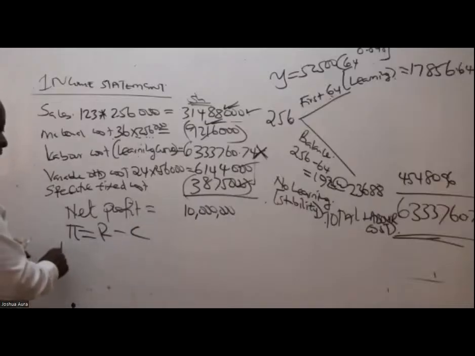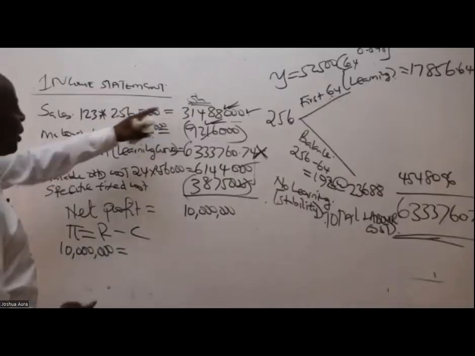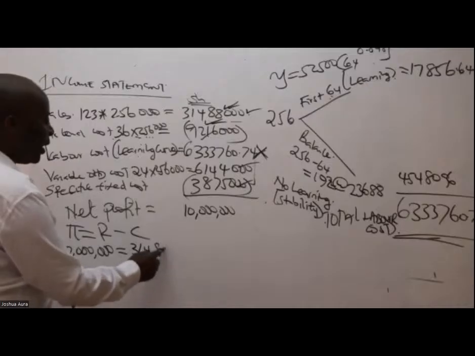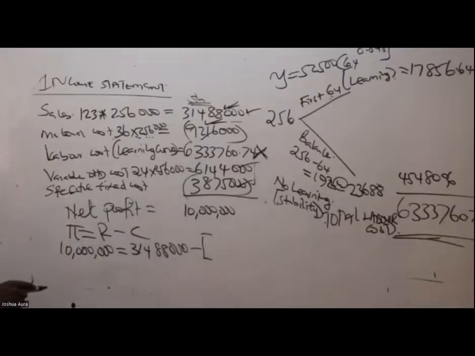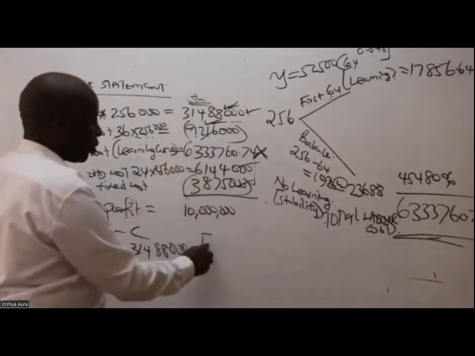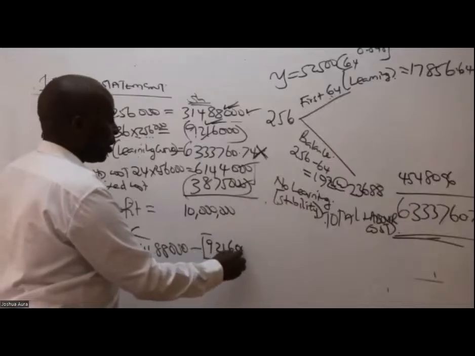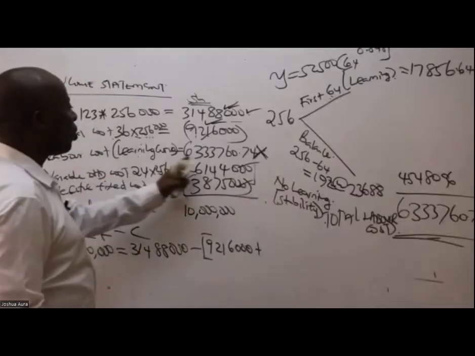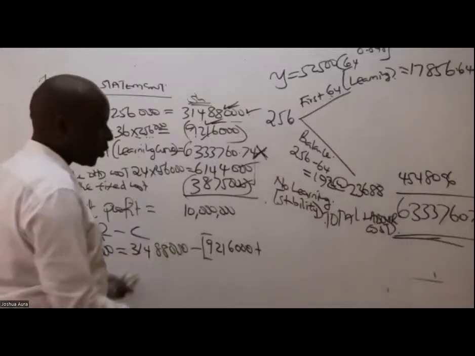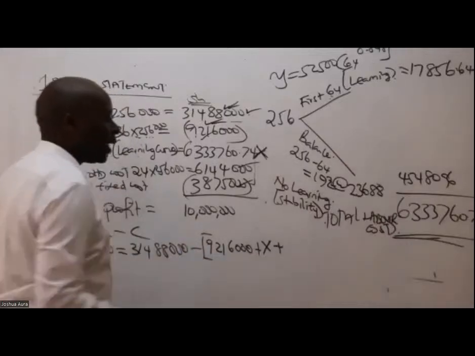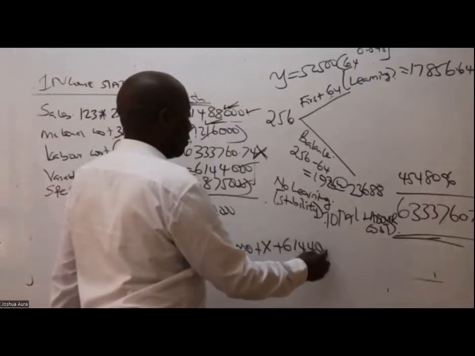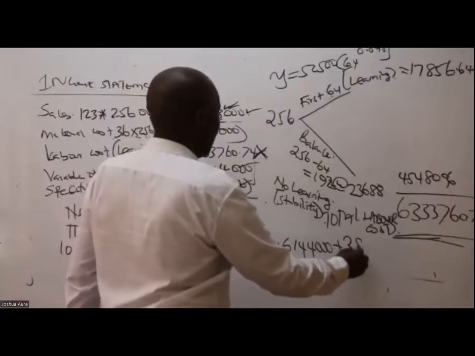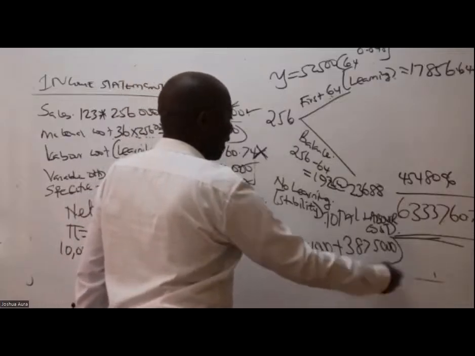So my profit here is 10 million, which will be equal to revenue that I already have of 314,88,000. I say minus cost, put them into brackets like that. The cost that will remain the same, again, is 921,6,000 plus labor cost. I expect a different figure. So I'll let the new labor cost there be X plus 4,000 plus 387,5,000 like that.